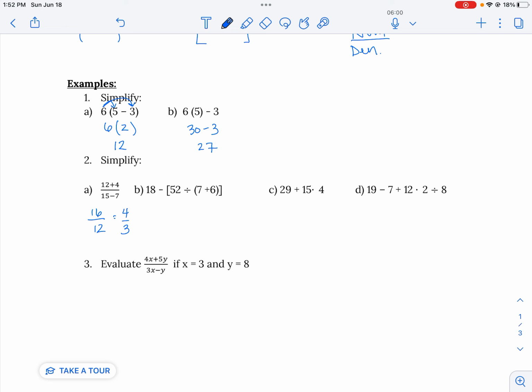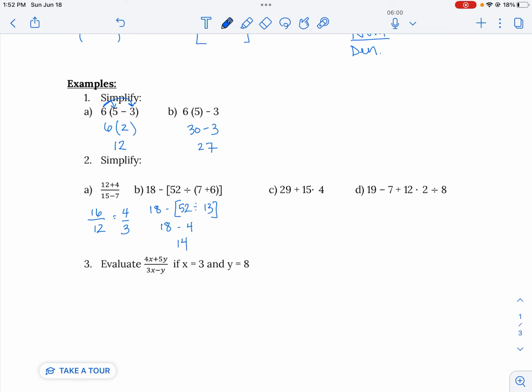In part B, here we see 2 sets of grouping symbols. So let's go as far inside as we can, and 7 plus 6 is 13. So I'm going to take 52 and divide by 13, and then subtract that from 18. So I'm ending up with 18 minus 4, which is 14.